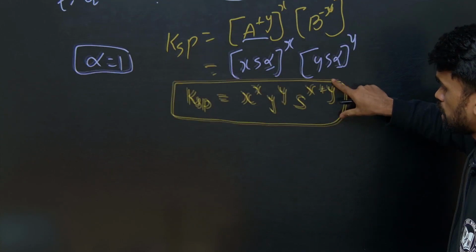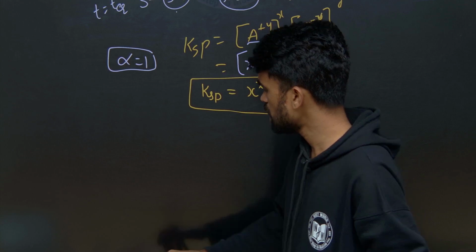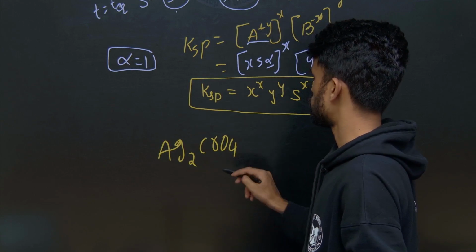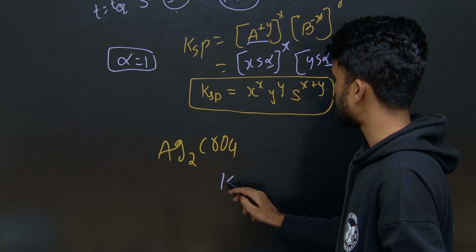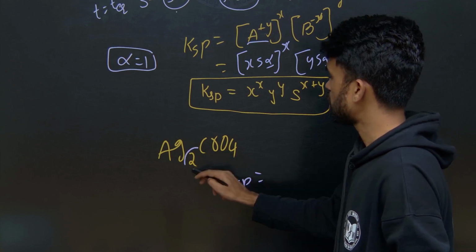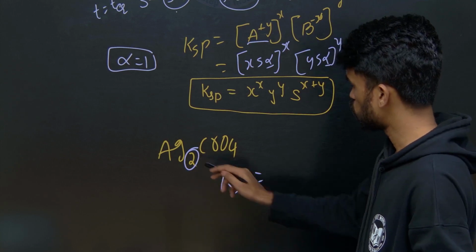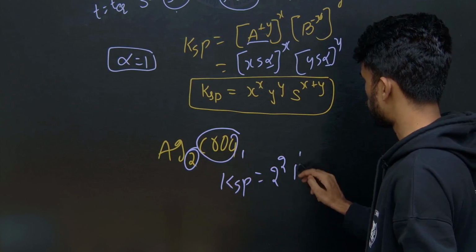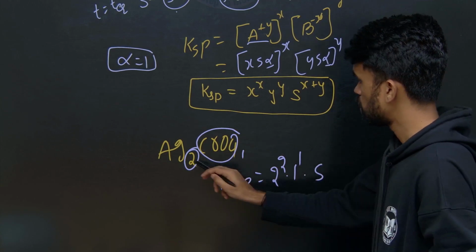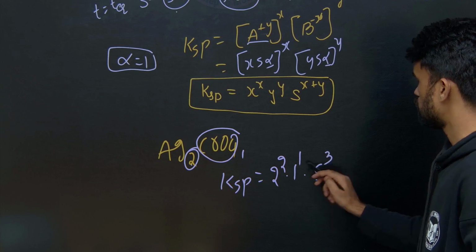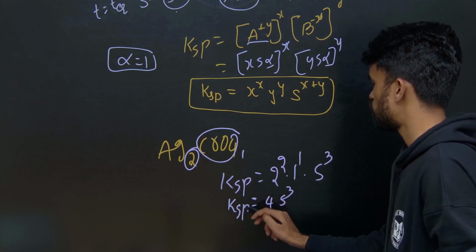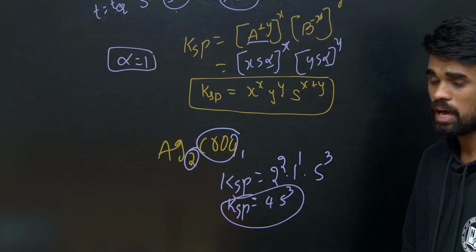So for example, I am saying a salt Ag2CrO4. Now tell me, how can I write KSP for this? How many cations are there? 2, right? So 2 power 2. How many anions are there? 1. So 1 power 1. And S power 2 plus 1, so 3. So 4S cubed is the KSP formula for this particular salt. I hope it is clear.